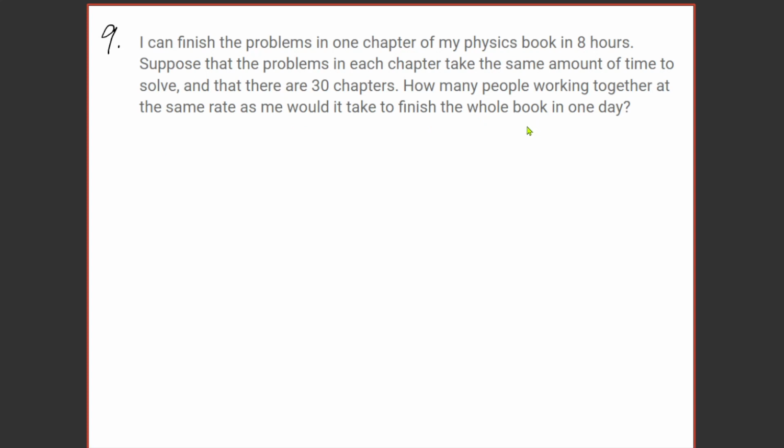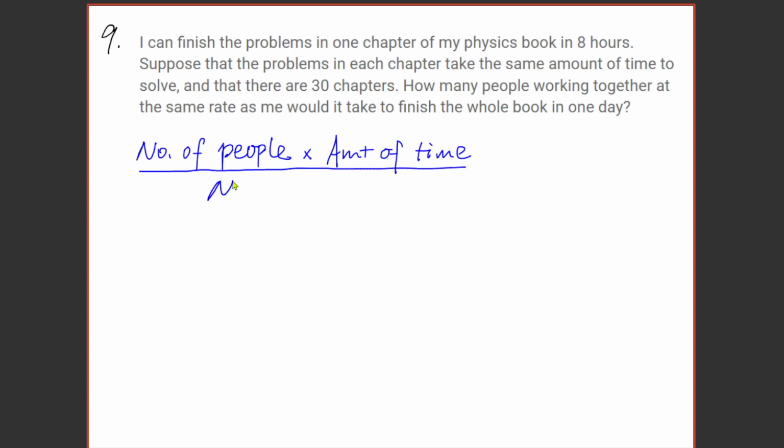So we know the number of chapters completed is directly proportional to the number of people and also directly proportional to the amount of time spent, right? So basically we have this relationship, number of people used times the amount of time used over the number of chapters should equal a constant number k, where k is some constant.